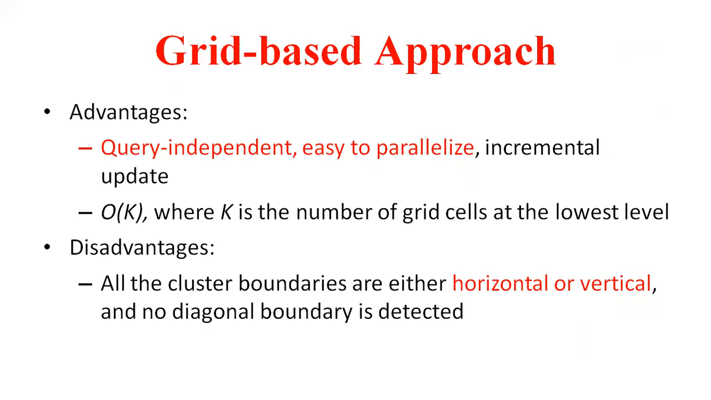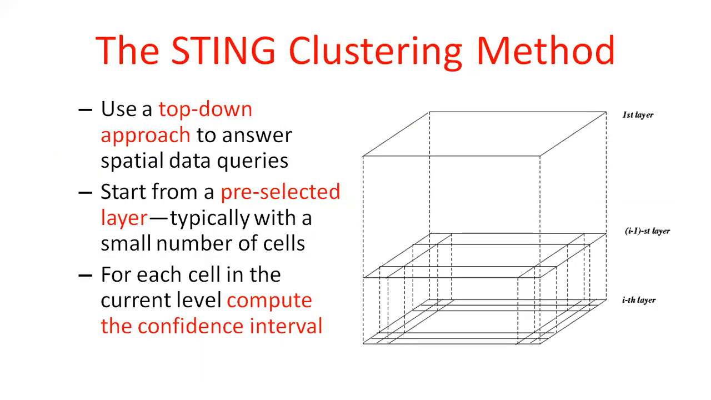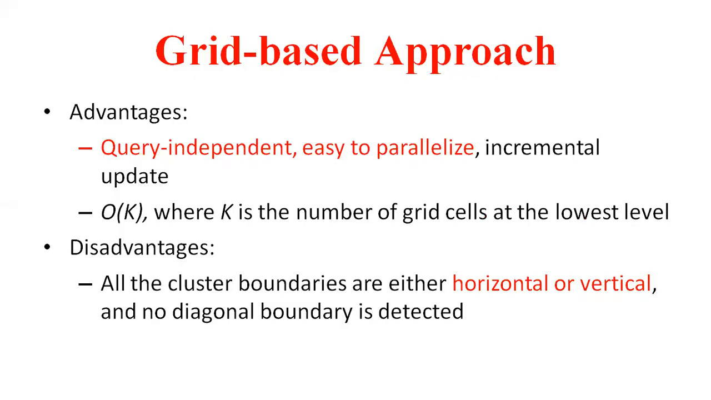Not only are there advantages, there are also disadvantages. All cluster boundaries are either horizontal or vertical, and no diagonal boundaries are detected. That is the major disadvantage: the grid boundaries are horizontal or vertical, not diagonal. Okay, thank you.